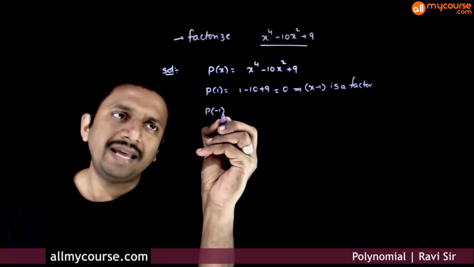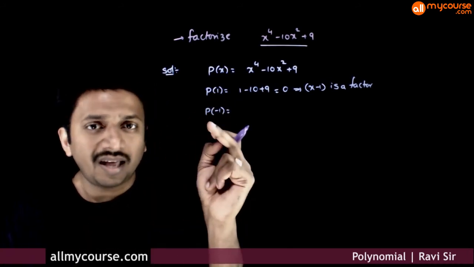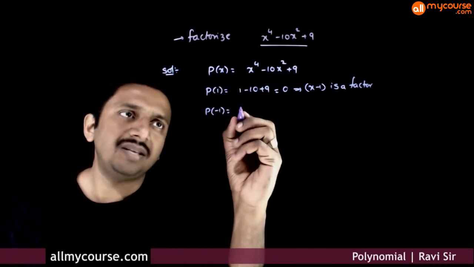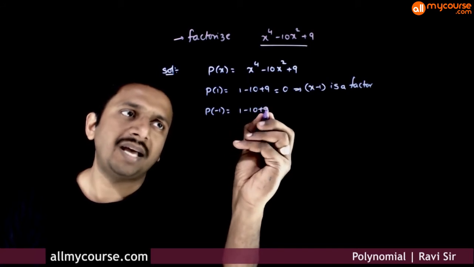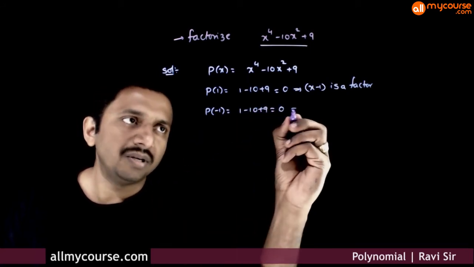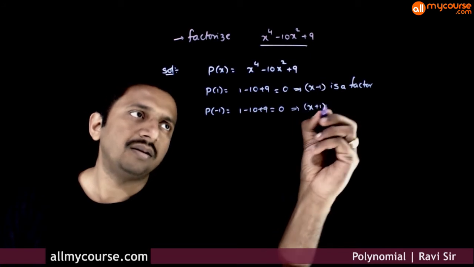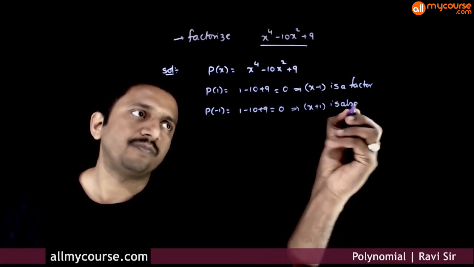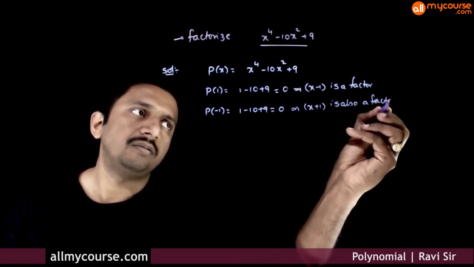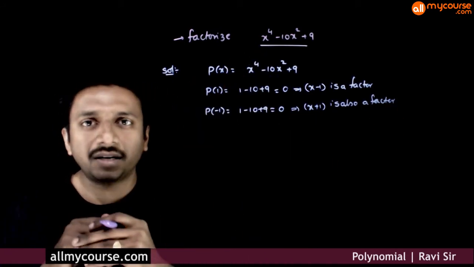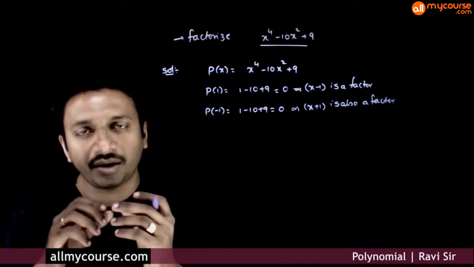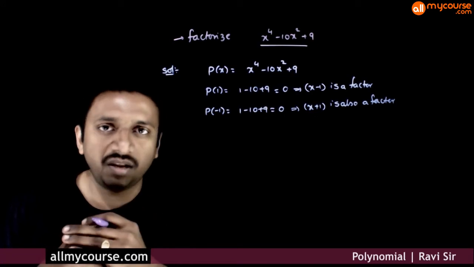And p of minus 1, if you put x is equal to minus 1, you can see that you get 1 minus 10 plus 9 again, which is equal to 0. This implies x plus 1 is also a factor. So out of 4 factors, you got 2 factors already. The remaining 2 factors can be very easily found out.